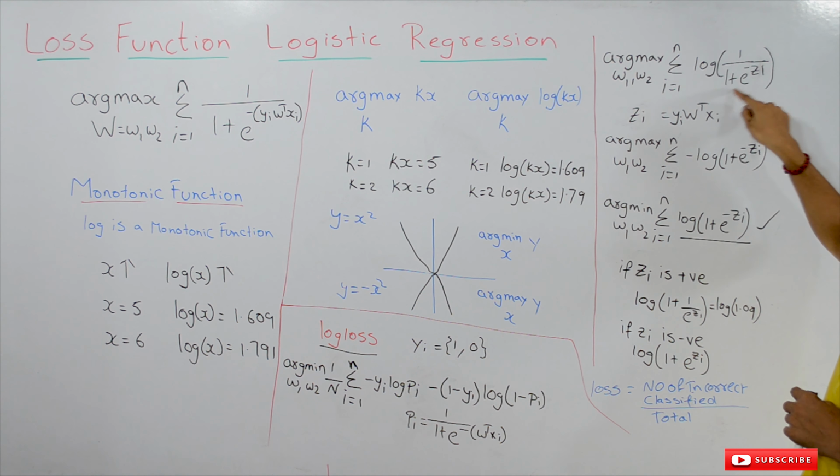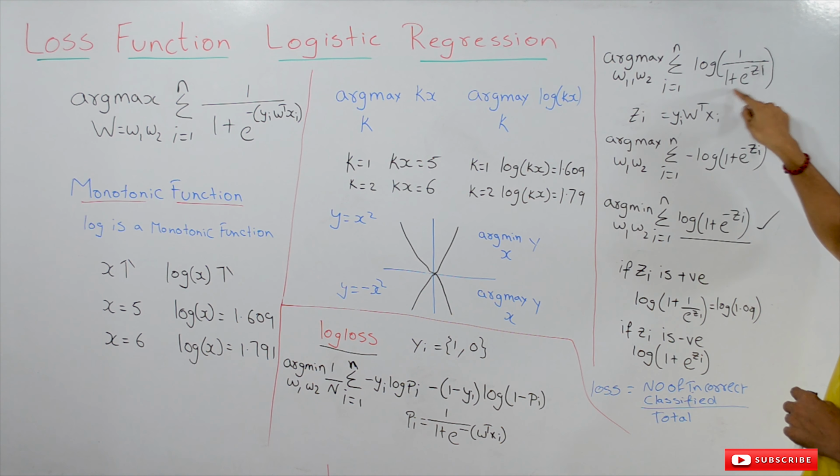So log of 1 by x can be converted into minus log of x, where x means 1 plus e power minus zi. Instead of that we are writing it as minus log of 1 plus e power minus zi. So if you take out this minus, max will convert into min. Argmin over w1 and w2 of sigma i is equal to 1 to n of log of 1 plus e power minus zi. This is the final optimization problem we have to solve.